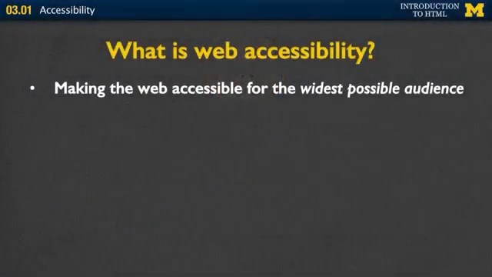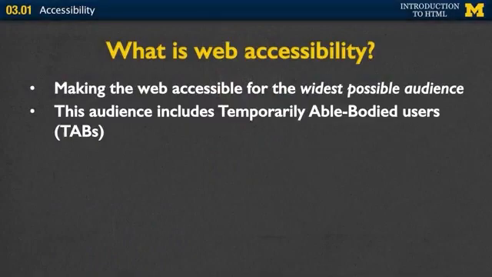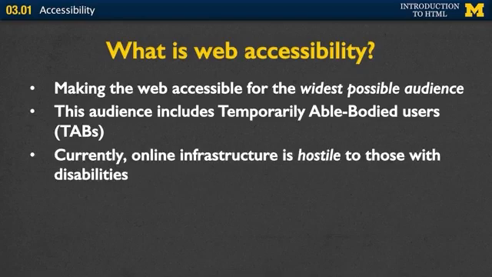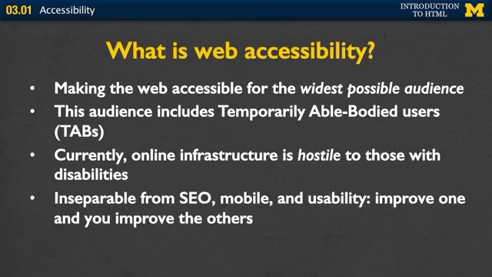So let's just review this for a second. What is web accessibility? It is making sure that you're making your web accessible for the widest possible audience. This includes people with permanent disabilities and those with temporary disabilities. Currently, the online infrastructure, while a wonderful resource, is hostile to those with disabilities. Another issue you want to think about is that accessibility is inseparable from search engine optimization, mobile technology, and usability. Improve one of these things and you can improve all the others.